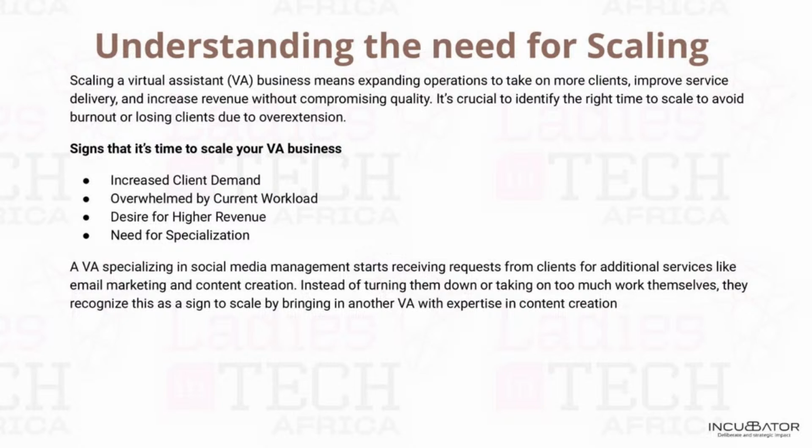So here, I gave an example of a virtual assistant specializing in social media management. She starts receiving requests from clients for additional services like email marketing and content creation. So instead of turning them down or taking on too much work herself, she can recognize it as a sign to bring in another VA with expertise in content creation. So, for example, you're a virtual assistant and you have always been doing social media management, but you realize that you're getting requests from people saying, "Do you offer email marketing? Do you offer content creation? Do you offer all of those services?"